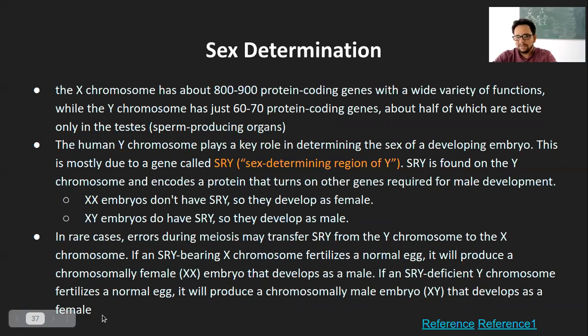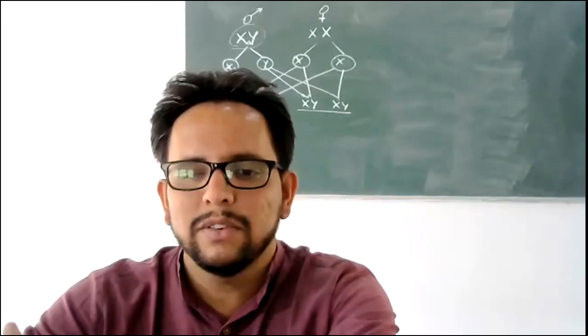So in one of these cases, you have the possibility of a transgender child. Okay. If you want to read more about this, there are a few references that I have kept at the bottom of this slide. And with this, I say this chapter is over.